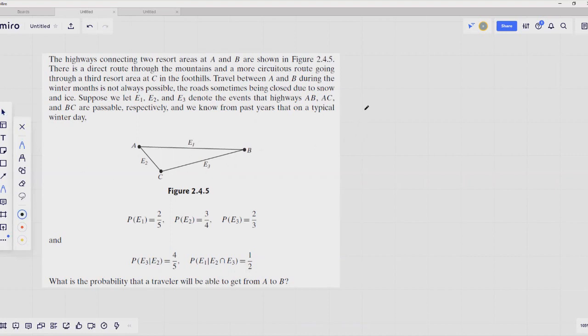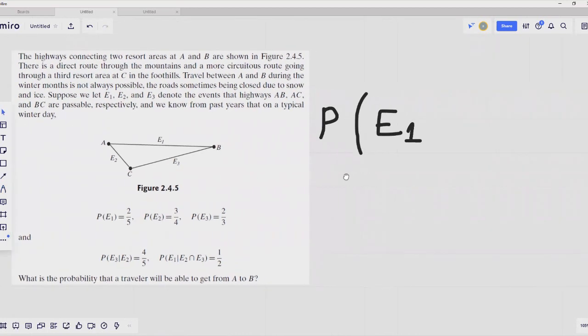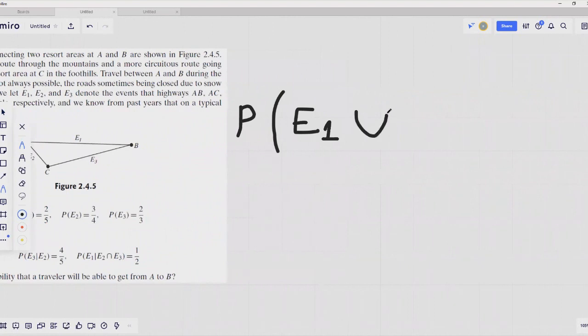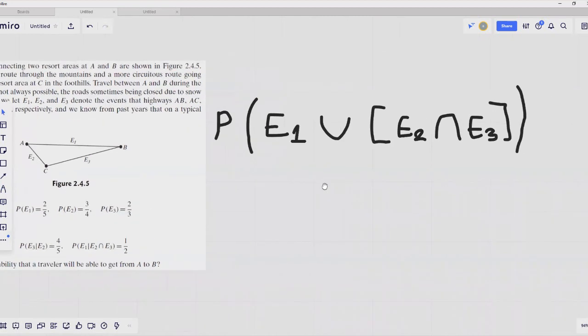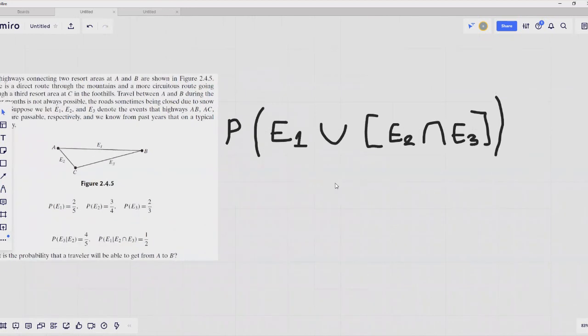So we are looking for the following probability. A traveler being able to get from A to B means that either E1 works or E2 and E3 work at the same time. So we are looking for the probability of the following union.